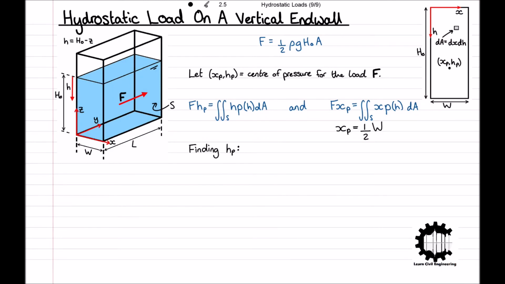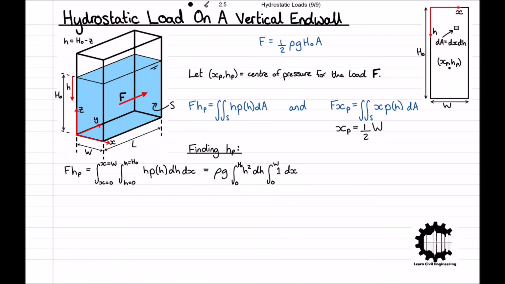Now, let's do the same for hp. We can express the equation above as the integral of h times p with respect to h from h equals 0 to h equals h naught, all integrated with respect to x from x equals 0 to x equals w. Substituting our pressure distribution in for p, and factoring the constants rho g out of the integral, we have rho g times the integral of h squared with respect to h from 0 to h naught times by the integral of 1 with respect to x from 0 to w.